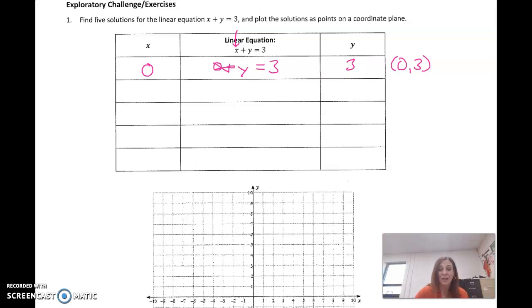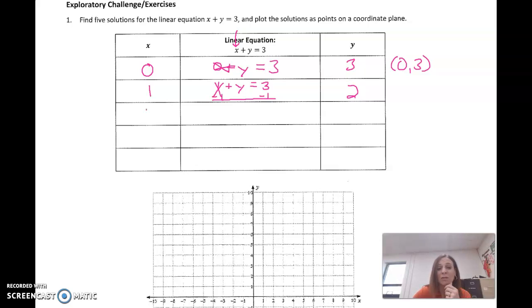Pick a different point. Okay, you can use any of them. I'm going to pick 1. 1's easy. And I'm going to plug that in for x. And I'm going to say 1 plus y equals 3. Now at this point, you could say 1 plus what number equals 3? Or we could subtract 1 from each side. And that would cancel out. And we get 3 minus 1, which is 2. That's what you're going to do for all of these. Now, you have to be careful, we're still using our solving equation skills here.